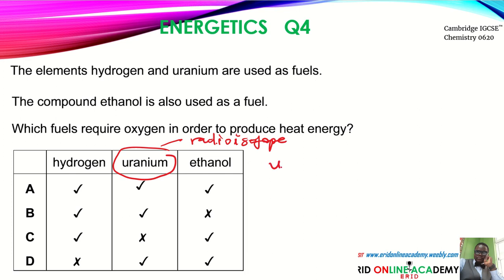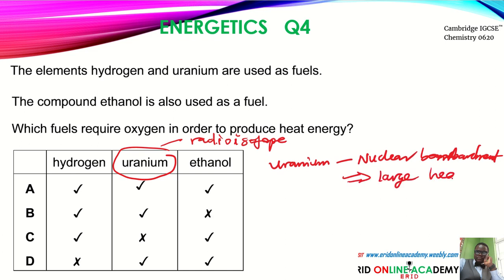Okay, uranium produces energy by what? Nuclear bombardment. So it's a nuclear reaction that actually leads to the production of heat energy by uranium, and that leads to the formation of a large amount of heat energy.